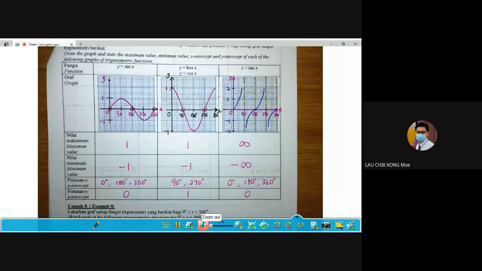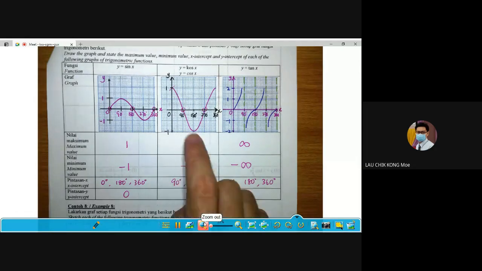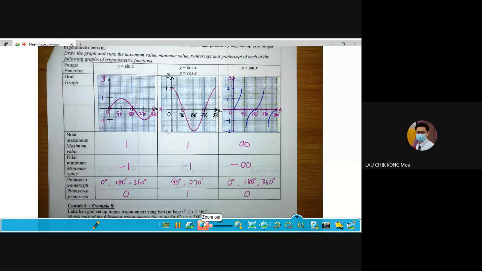So this morning we will learn how to sketch the trigonometric function graph. Okay. So this is example 7b for the cos. So we have done now. So if you already done, please check your answer with me. Especially for the students who are just coming.